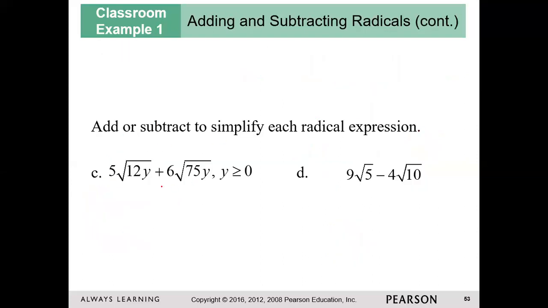All right, so let's take a look at this guy. Again, you can see here that they're just saying that y is greater than 0, so that way you don't have to stress out about taking the square root of a negative number and saying that it's going to be non-real or something like that.